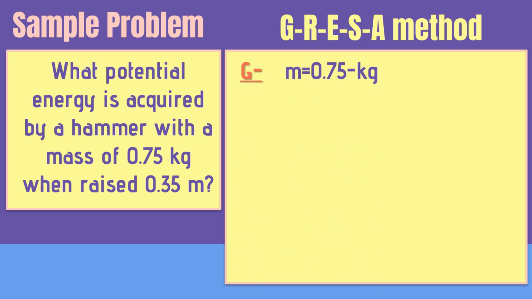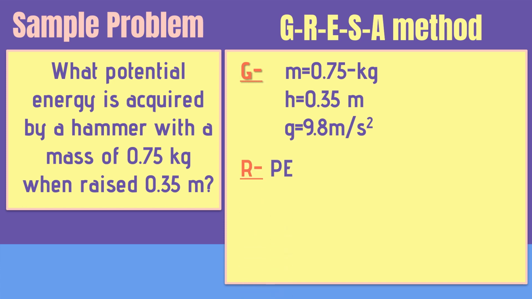The first one is the mass of 0.75 kilograms. The next one is the height of 0.35 meters, and the constant value of 9.8 meters per second squared, which is the gravity, which is always present in solving the potential energy of an object. Next in the GRESA method is the letter R, which stands for required. In the problem, the required is the potential energy. So we are going to look for the potential energy of the object.